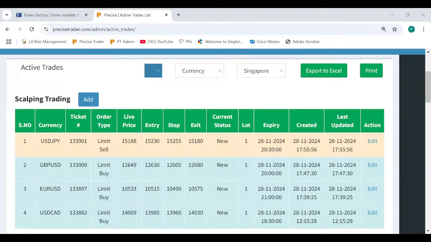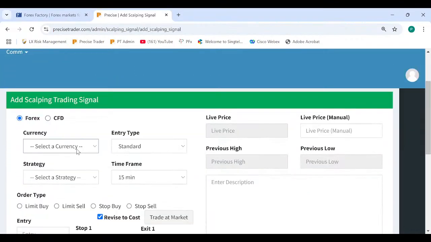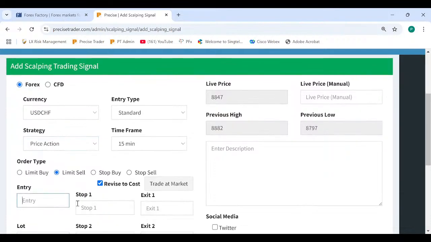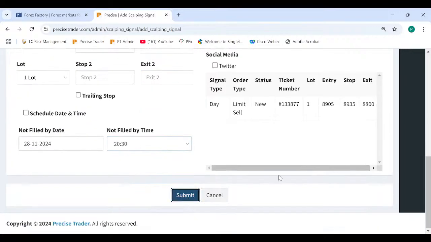So now here we would go for dollar Swiss, sell 88.65, 85. Put stop at 90 and TP at 88.20. This is only about 45 pips, and this is good until 2030.